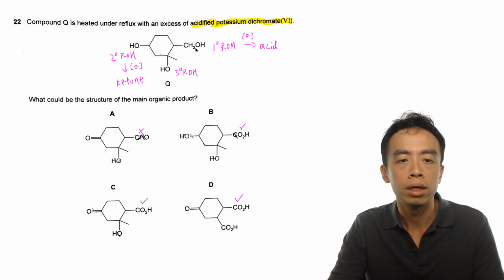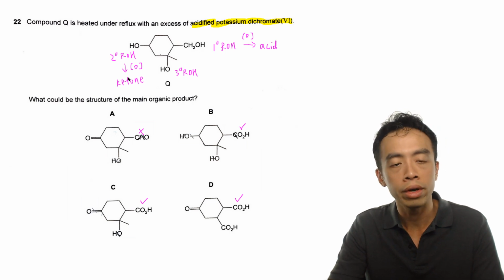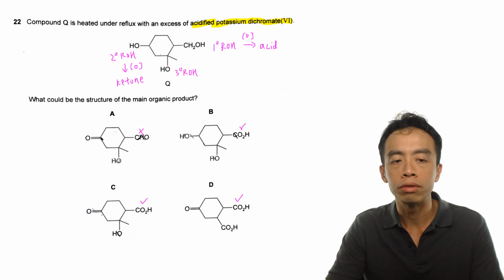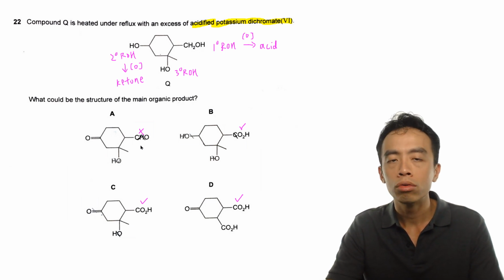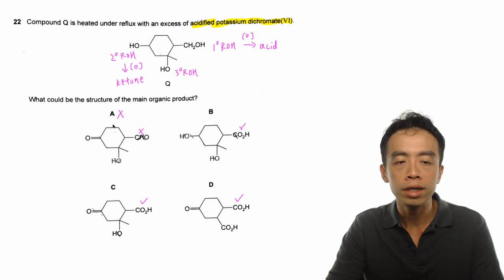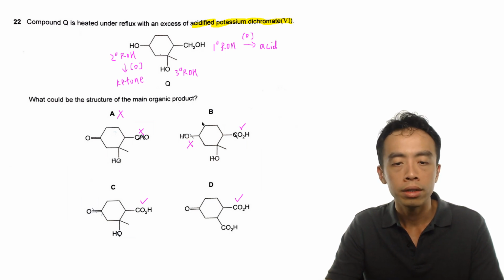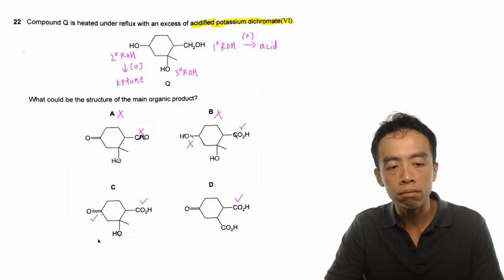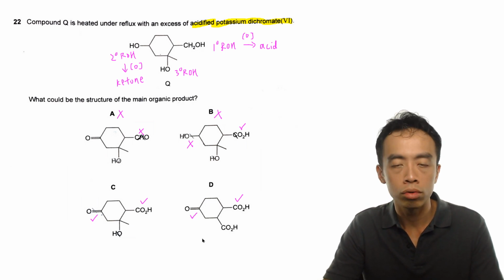Now how about the secondary alcohol? We know that the secondary alcohol will be oxidized to a ketone. Now I have a ketone here, but remember we have already eliminated option A because the primary alcohol portion is already wrong, right? So we can ignore A. Maybe I put a cross here. Now for B, this is wrong because if it is a secondary alcohol, it should be oxidized to a ketone. So B is also eliminated. Then C, okay, this is possible. Then D, this is also possible.